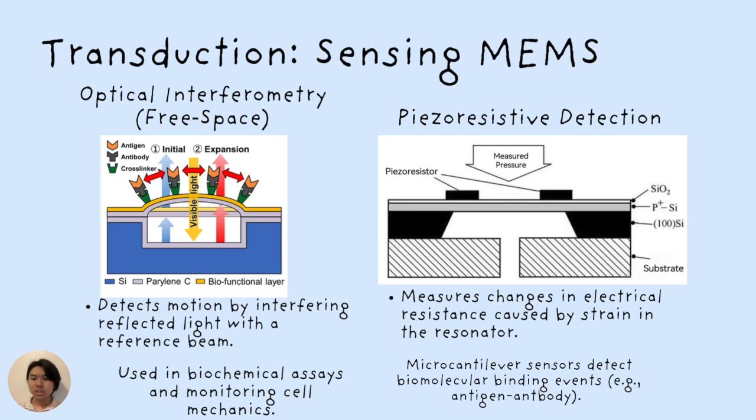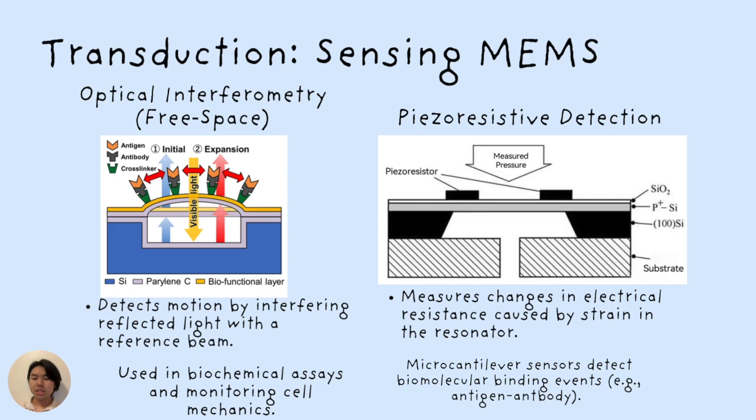Now let's move to transduction, the process of converting mechanical motion back into a measurable signal. There are several approaches. First is the optical interferometry, or free space. This is a mainstay optical approach, and it senses motion by interfering the light beam reflected from the resonator surface with a reference beam. Applications include biochemical assays and monitoring cell mechanics.